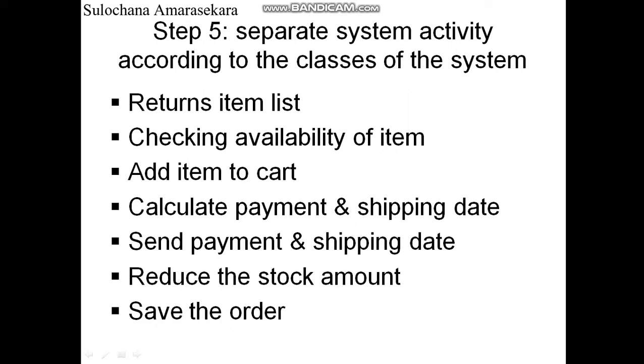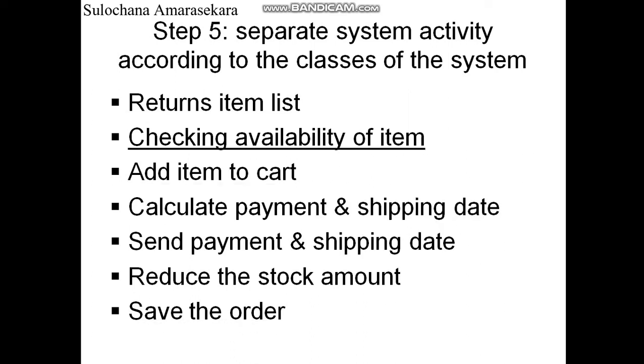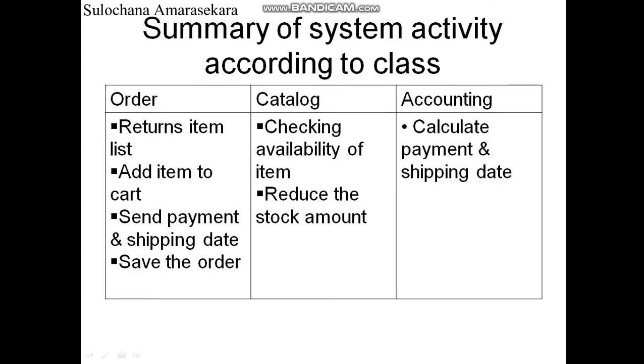Step 5. Under this step, I am going to separate the system actions according to my classes. Return the item list, add item to cart, send payment and shipping date, and save the order are done by the main or order class. Checking availability of item and reducing the stock amount are done by the catalog class. Finally, calculating payment is done by the accounting class. This slide summarizes our findings.